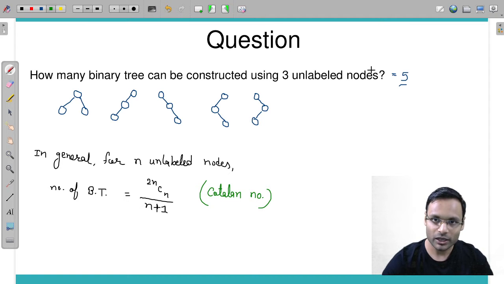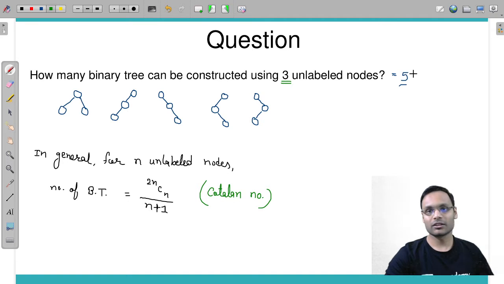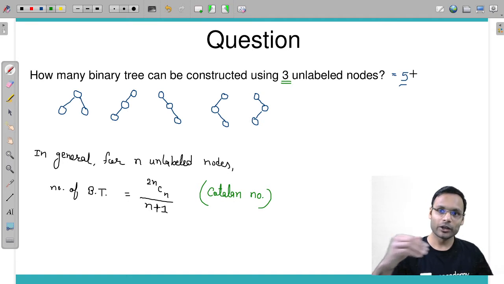That's a combination. If you put the value of n equal to 3, 6C3 divided by n plus 1, you will get the answer 5. If you go for n equals 4, you'll get 14, then n equals 5, you'll get, I guess, 42, and then 132 and so on.